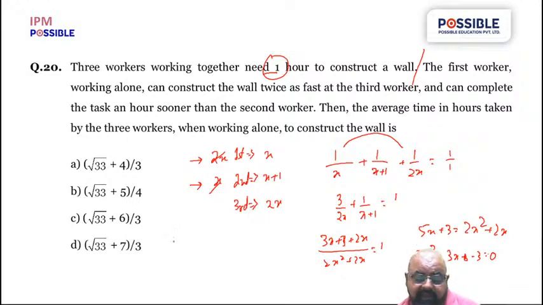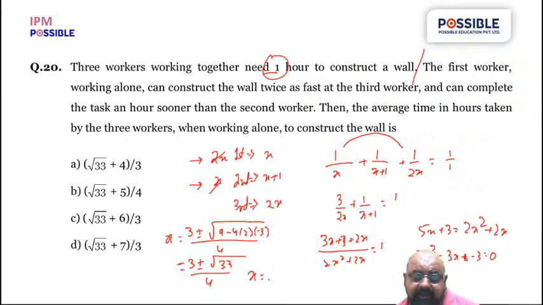And therefore the value of x will be 3 plus minus root of b square minus 4ac upon 2a. So 3 plus minus root of 9 plus 24, which is 33, upon 4. Clearly 3 minus root of 33 would not happen because it will be a negative value. Therefore x has to be 3 plus root 33 upon 4.